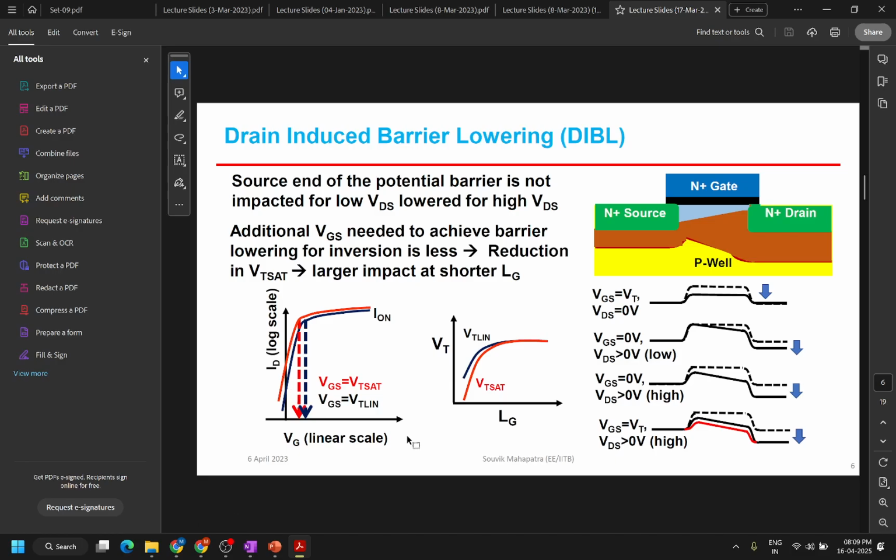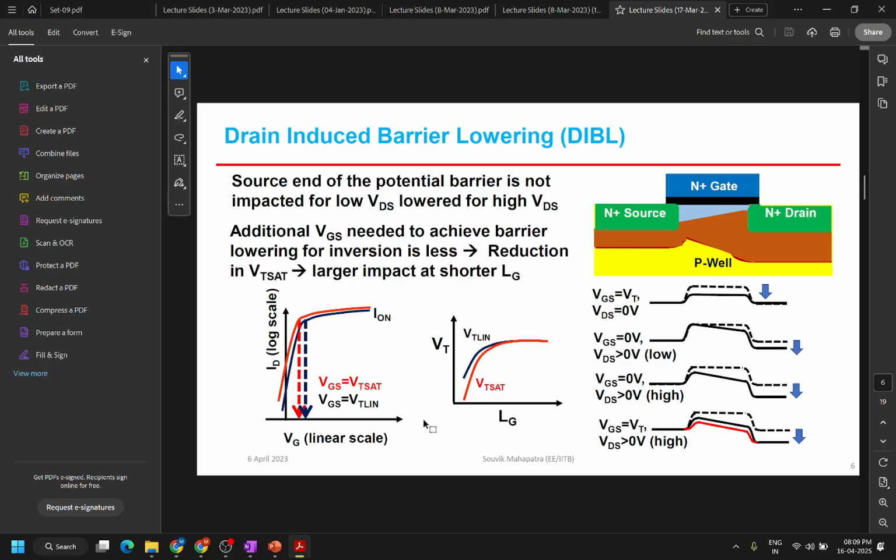So it can affect the device performance. It increases your off current, which means your leakage current is increasing. Ideally you want your leakage current to be zero, so that when my device is off, it is not giving out any current, so it is not consuming any power. It is not heating up.